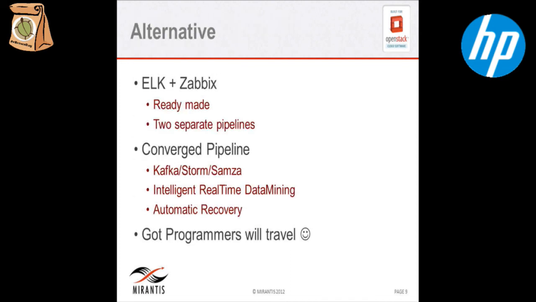There is obviously an alternative. Right now, ELK and Zabbix, like I mentioned before, are there. They're ready-made. They're very easy to deploy, but they are 2 separate pipelines. There is a bit of a disadvantage with that. So what some people have started to do is use a combination of Kafka, Storm, and Samza to create a single transport pipeline for both logging and monitoring data, which allows them to seamlessly mine all of the data in real time. Now, people like Netflix and others use this type of approach for automatic recovery of their cluster.